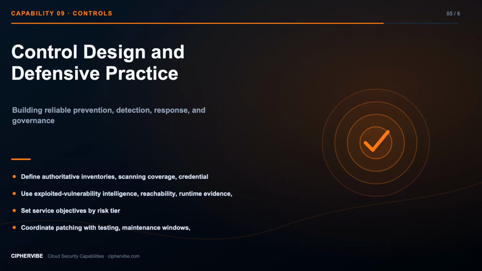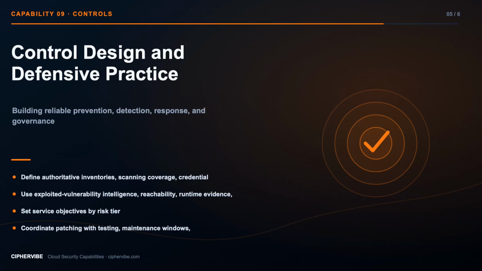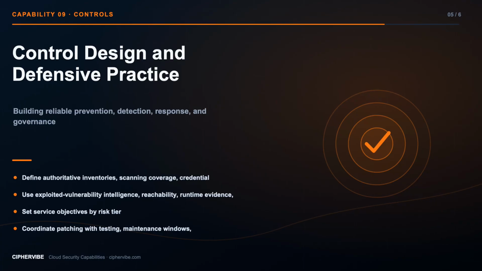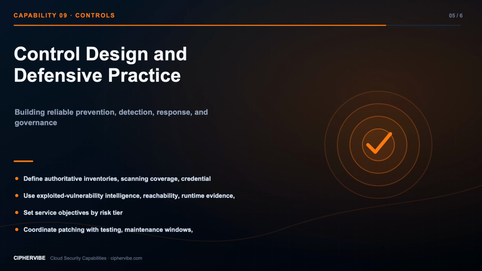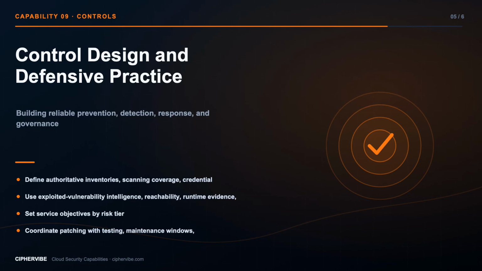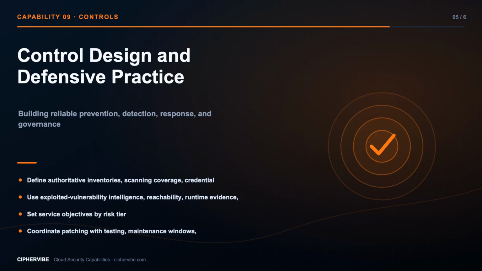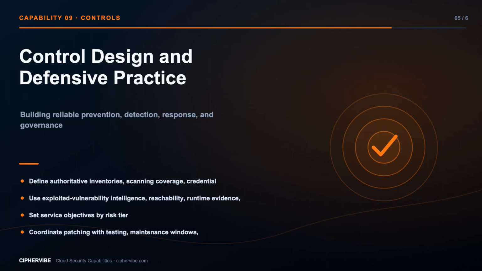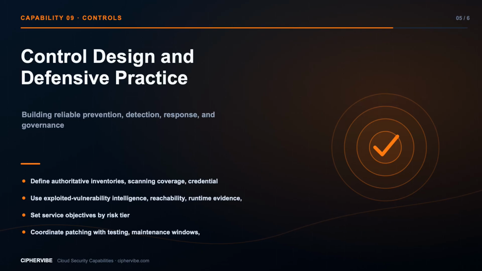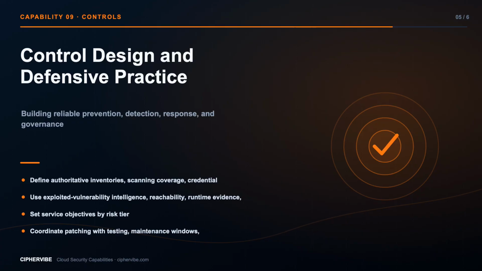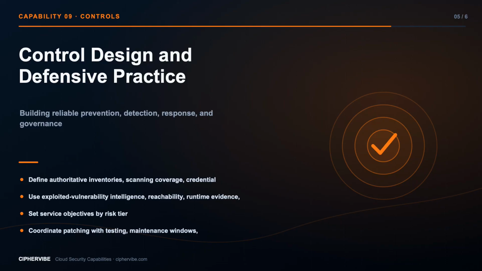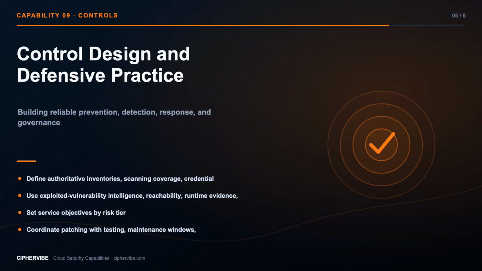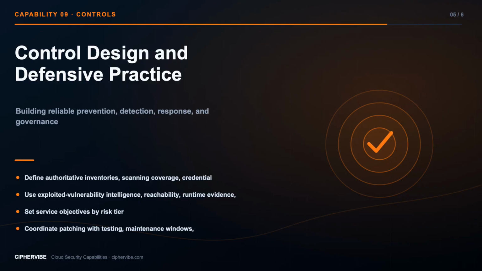Fourth, coordinate patching with testing, maintenance windows, rollback, and emergency change processes. Fifth, invest in secure images, dependency upgrades, configuration templates, and other systemic fixes. Control design should include preventive, detective, responsive, and recovery layers. Together, they establish safe defaults, identify drift, govern containment, and restore service.